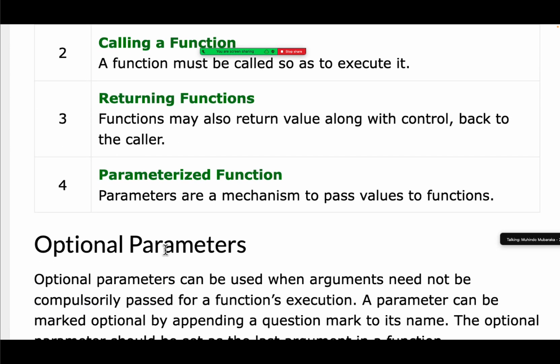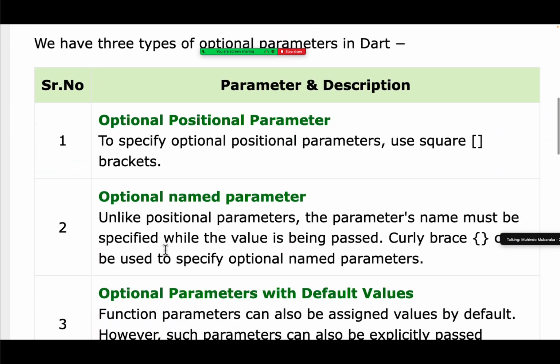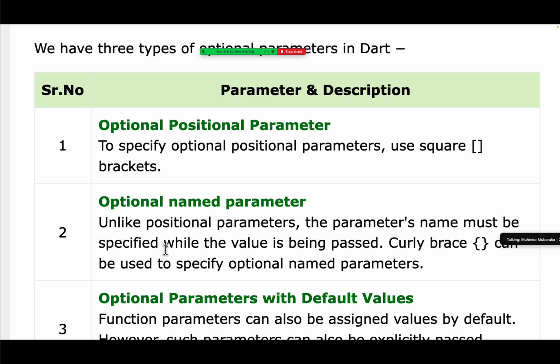Then we have parameters. Parameters are the values that we give to a function to start with. For example, if we create a function that will be displaying a name, it means that this function will be expecting you to give it a name that it should display. So that name or that value that you give to a function that you want it to use, that value is what you call a parameter.